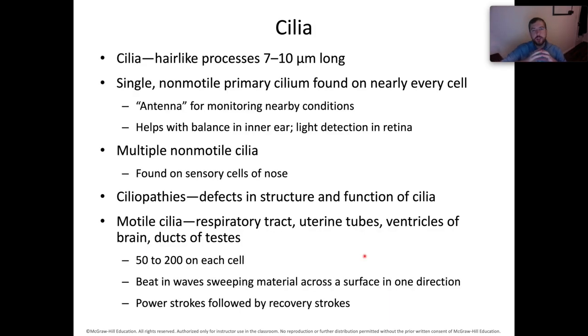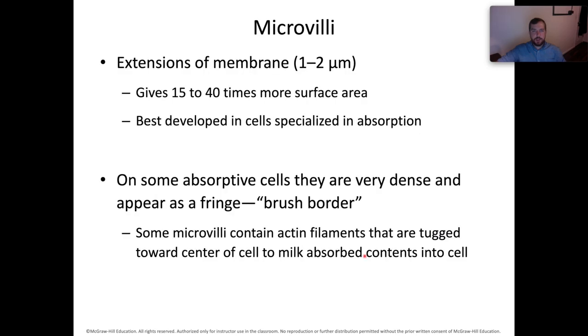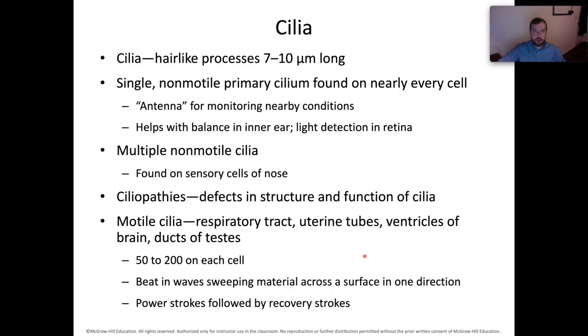All right, don't get tripped up between cilia and microvilli. So microvilli are only 1 to 2 microns. Cilia are a lot larger. They're 7 to 10 microns. And there is a single non-motile, what we call a primary cilium, found on almost every cell. And it's like an antenna, right? And what it does is it monitors nearby conditions. There are some in your inner ear that are sensitive to balance. There are some in your retina that are sensitive to light detection, but almost every cell has these. And then you have multiple non-motile cilia, and those are found on things like the sensory cells of the nose.